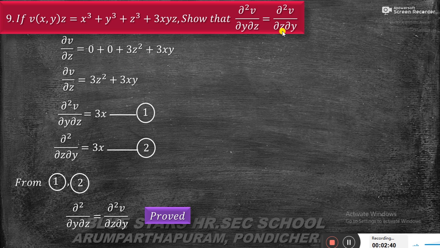Differentiating with respect to z, only z is differentiated. In 3y square there is no z, so it is 0. Then 3x into the derivative of z, which is 1. So we get dou square v by dou z dou y equals 3x. So from 1 and 2, dou square v by dou y dou z equals dou square v by dou z dou y. So we proved our result.